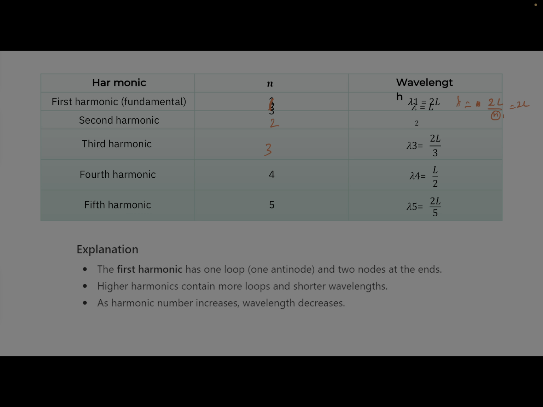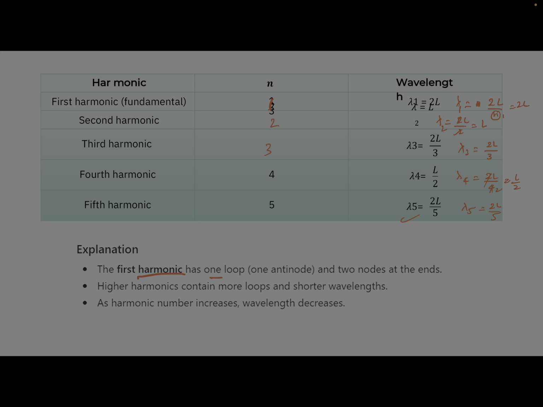When n is 2, it will be 2L by 2, which is just L. Lambda 3 means 2L over n equals 3, so 2 by 3 L. Lambda 4 is 2L over 4, so the 2 cancels out and you get L by 2. Then lambda 5 is 2L by 5. So all these values you can calculate.